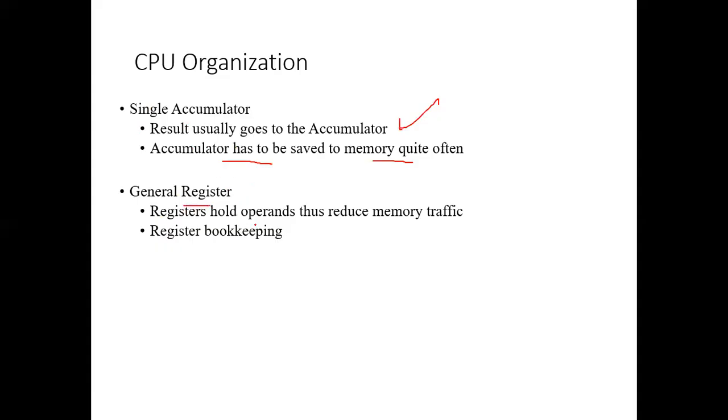So these general purpose registers will be used to hold the operands. By keeping the operands in the general purpose registers, the memory traffic will be reduced. If you are not keeping them in the general purpose registers, then you are referring to some symbolic name which refers to some memory location, and accessing data from that memory location will take time.